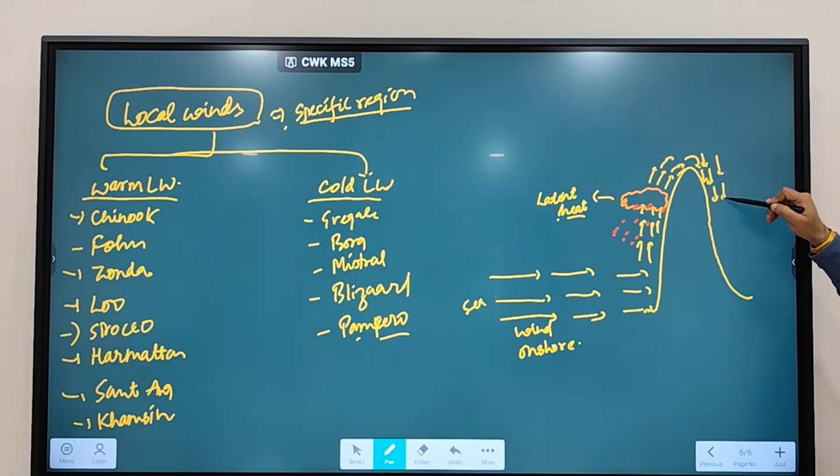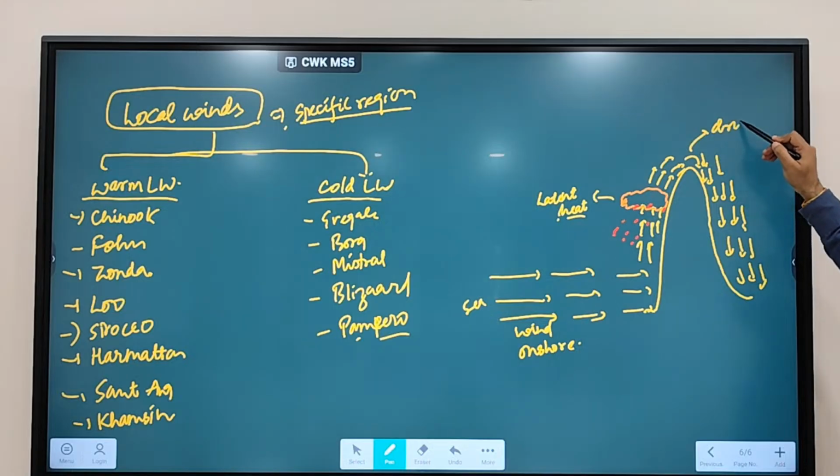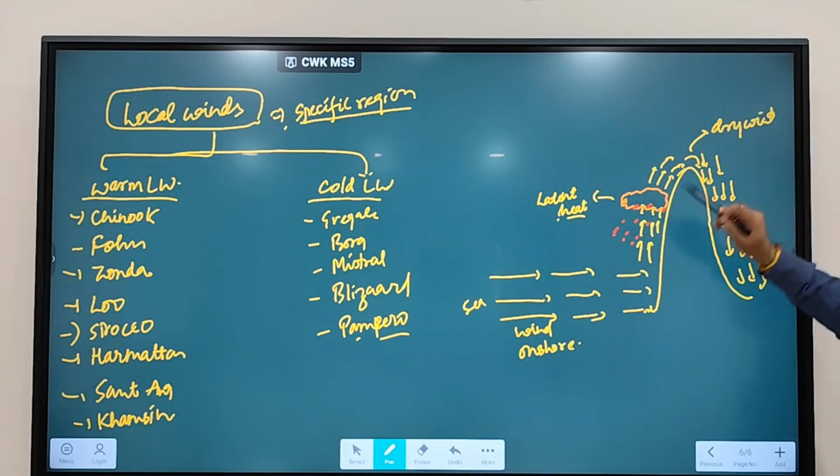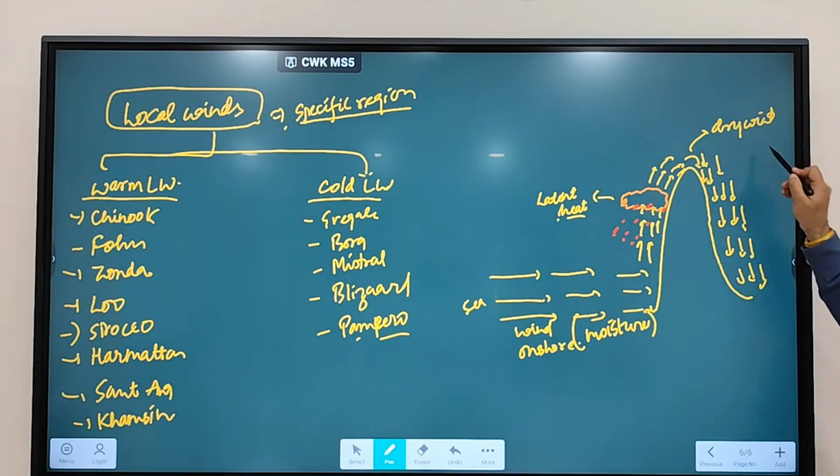Now the wind will come to this side of the mountain. But when it comes to this side of the mountain, what will happen? It becomes a dry wind. So this was onshore wind, moisture-laden wind, but it will lose all its moisture because of rainfall. And when wind comes over here, it becomes a dry wind.